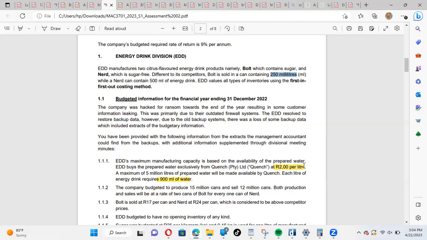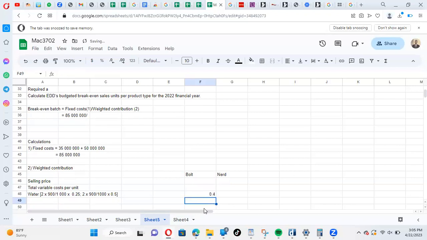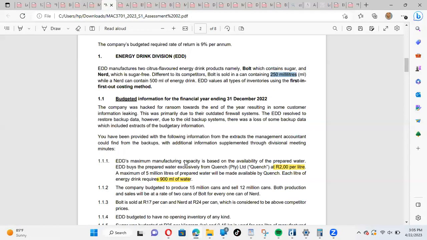So that's the price per liter. Then we multiply that by the amount, having converted it to a liter. This is where most of the thinking comes in. So 2 times 0.9, right. I've done my shortcuts there. Then we have another 2 times 0.9 times 0.5. Okay, so we are okay on that one.